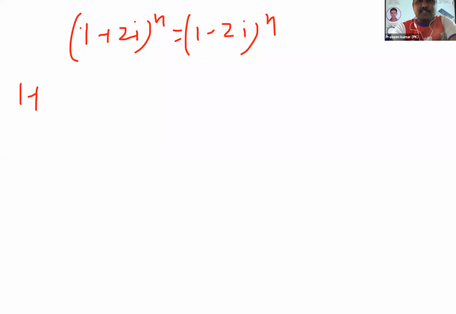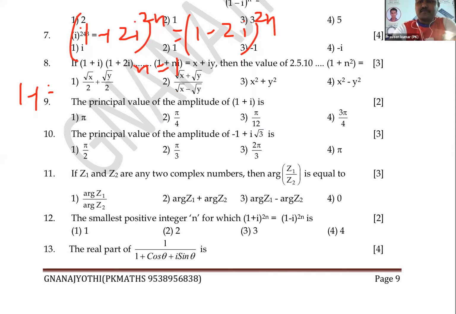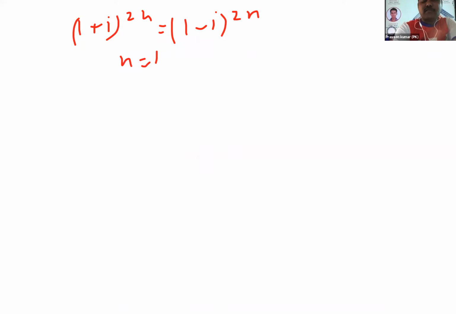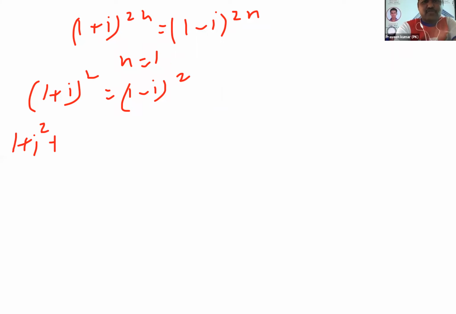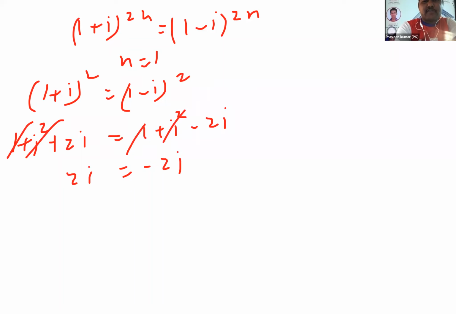Expand this: in place of n, first substitute 1. Then (1 plus i) whole power 2n becomes (1 plus i) whole square, and (1 minus i) whole square. Both are not equal. 1 plus i square plus 2i, and 1 plus i square minus 2i. I square is 1, cancel; plus 2i and minus 2i. Not equal.